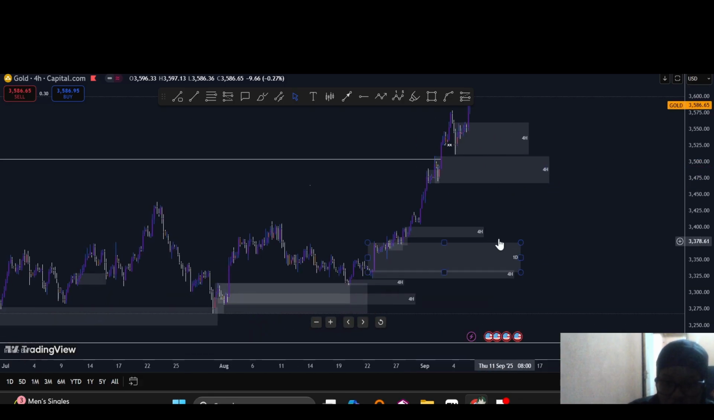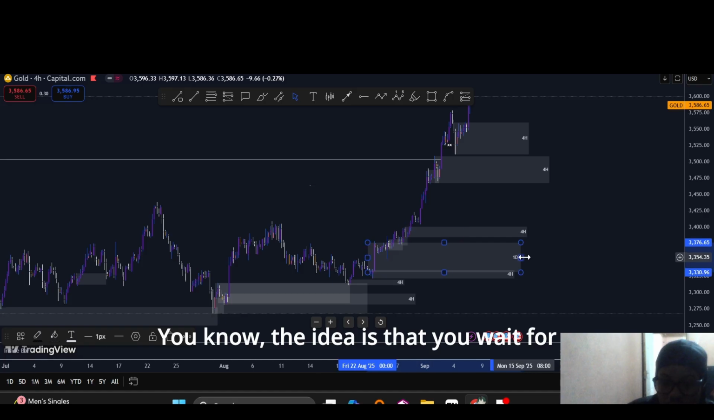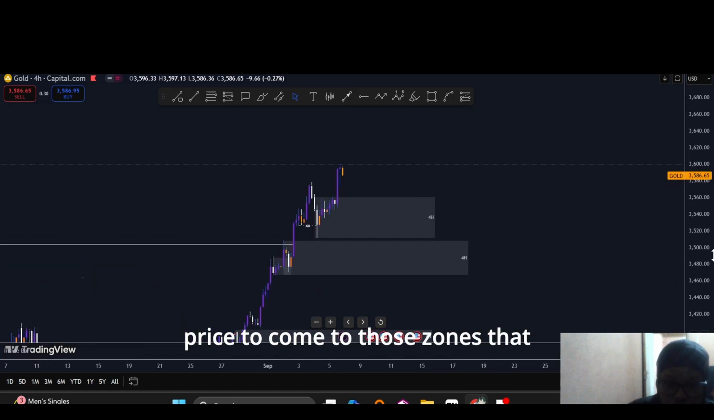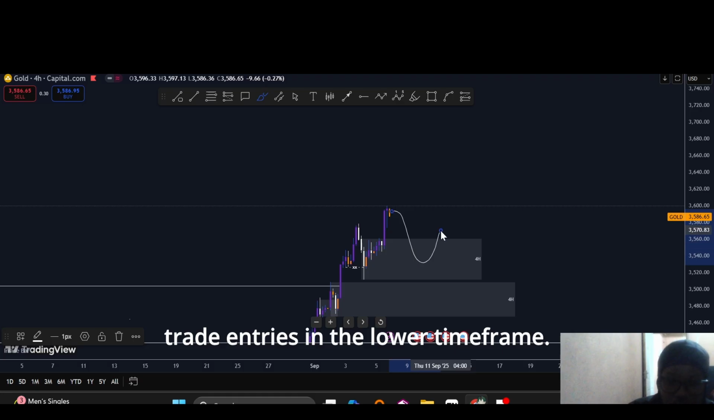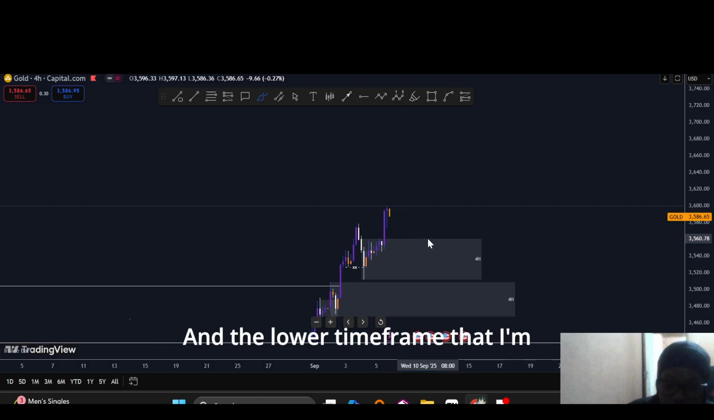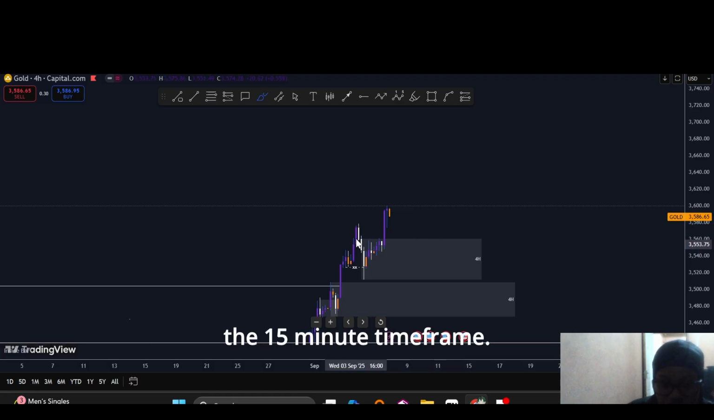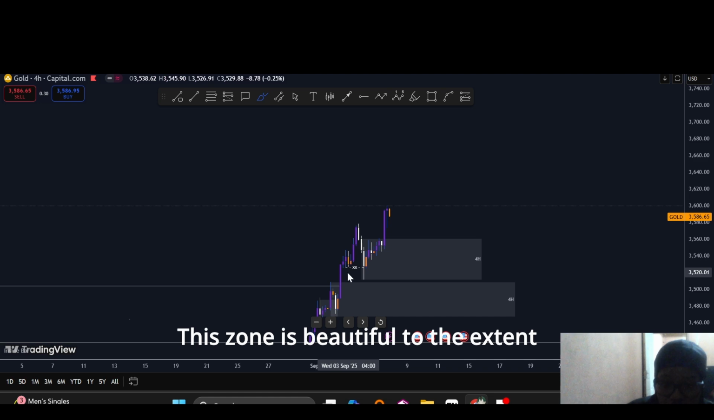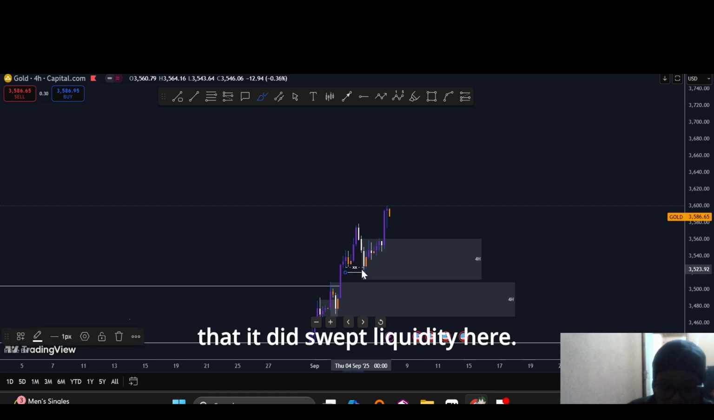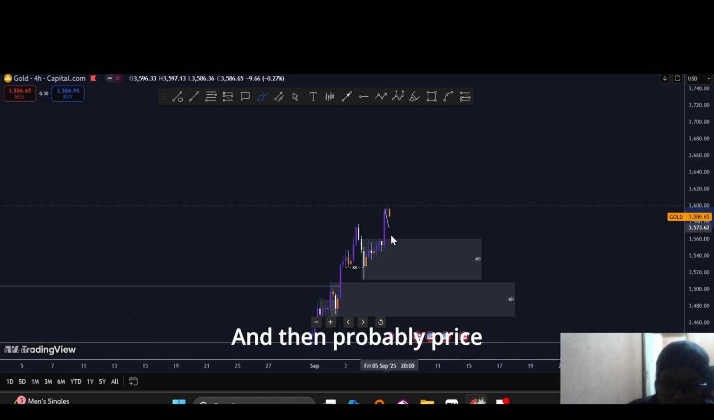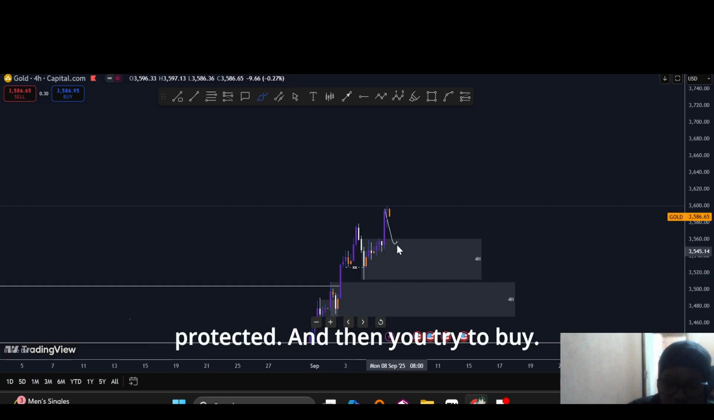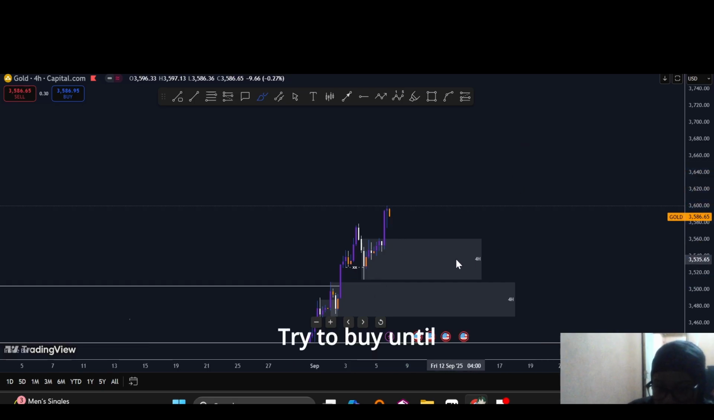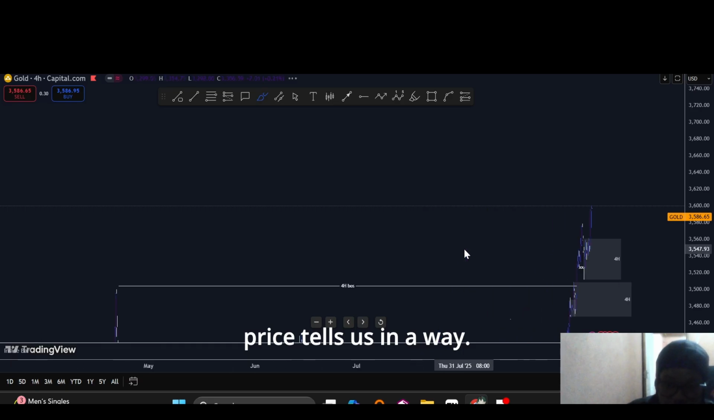Just that simple, man. The idea is that you wait for price to come to those zones that you're mostly interested in, and then from those zones you look for trade entries in the lower time frame. And the lower time frame that I'm trading with is just the 15-minute time frame. This zone is beautiful to an extent that it did sweep liquidity here, and then probably price is going to come back here. This low may be protected, and then we try to buy until price tells us otherwise.